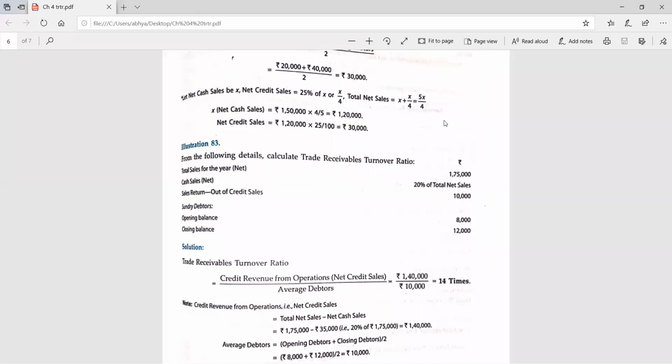While solving any ratio, it is very easy to learn the formula and apply it. But you always have to keep in mind 2-3 points for every ratio. If you are not considering those points, then your answer must be wrong. Like in debtor turnover ratio, which points do we have to consider? First point, if net is given, then you need not deduct the returns. Second, provision for doubtful debts will not be deducted.